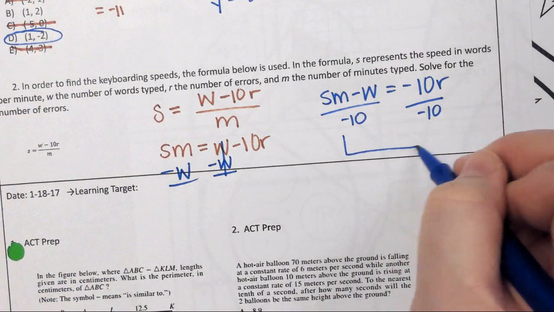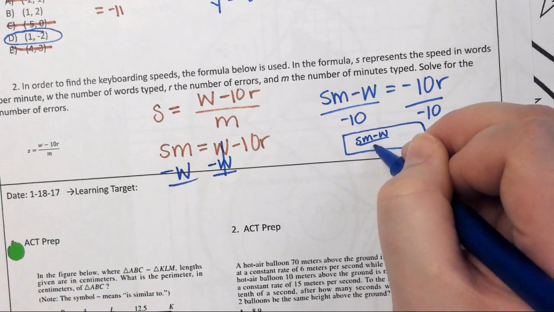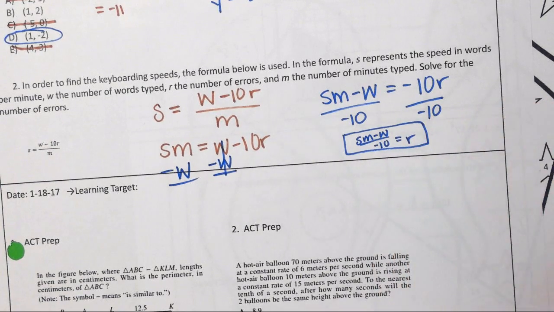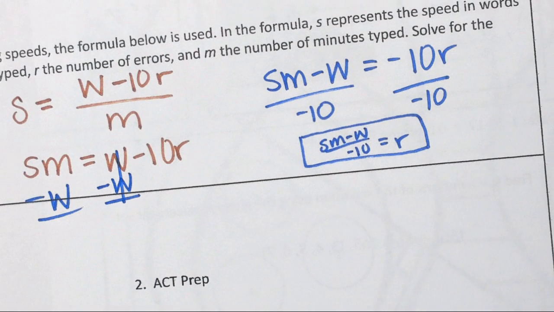I have SM minus W over negative 10 equals R. Now, if you wanted to clean it up, because there are a lot of negatives going on right there, you can. You could go one step further if you're an overachiever and have negative SM plus W over 10 equals R. Just multiply everybody by negative 1. But if you didn't want to do all that, you didn't have to. Nobody asked. So that's the answer.